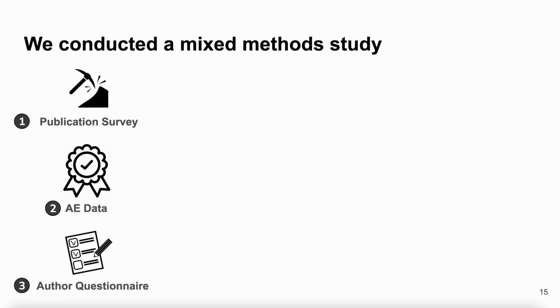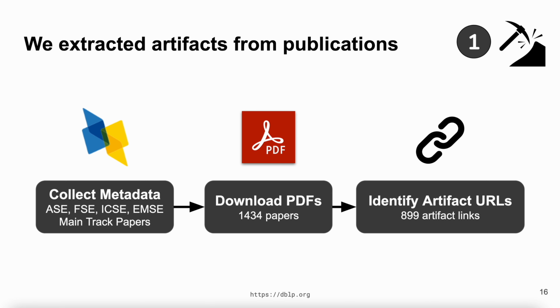In the first component of our study, we set out to measure the prevalence of informal artifact sharing within software engineering research papers. Specifically, we looked back over all main track publications at ASE, FSE, ICSE, and MSR between 2014 and 2018 inclusive. We downloaded the PDFs for those papers, semi-automatically identified artifact URLs that they contained, and then manually checked the liveness of those URLs. In total, we identified 899 artifact links across 1,434 papers.